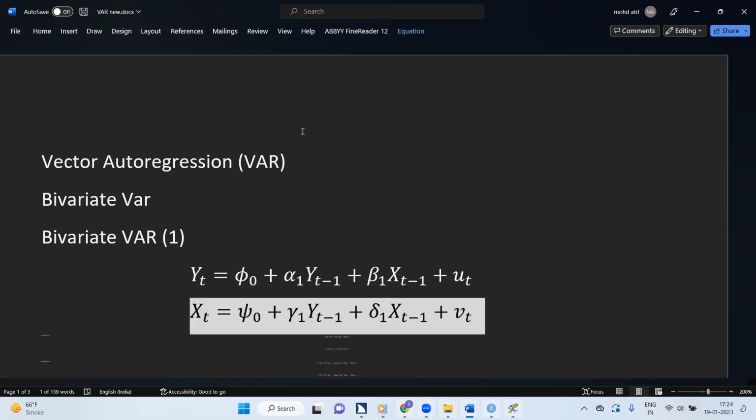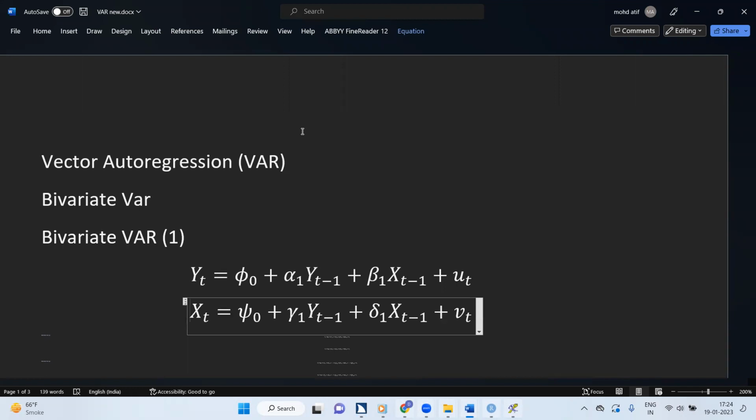Then we have an equation for xt as well. Both variables depend on the past values of one another. Just mind one thing: these kinds of models are called dynamic models. It means not just one time period is involved, rather many time periods are involved. Today is involved as well as yesterday. This is called a dynamic model.